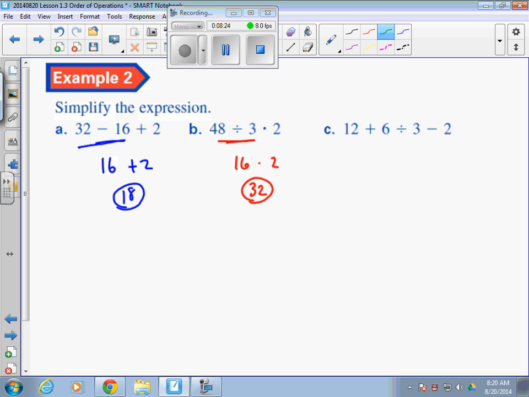And the last one says 12 plus 6 divided by 3 minus 2. This is 2 different priorities. Division comes before addition and subtraction. So you do the division part, 6 divided by 3, and you get 2. Bring everything else down, 12 plus 2 minus 2. Now you work from left to right. Addition and subtraction are on the same priority. So you do 12 plus 2 and get 14, minus 2 and get 12.